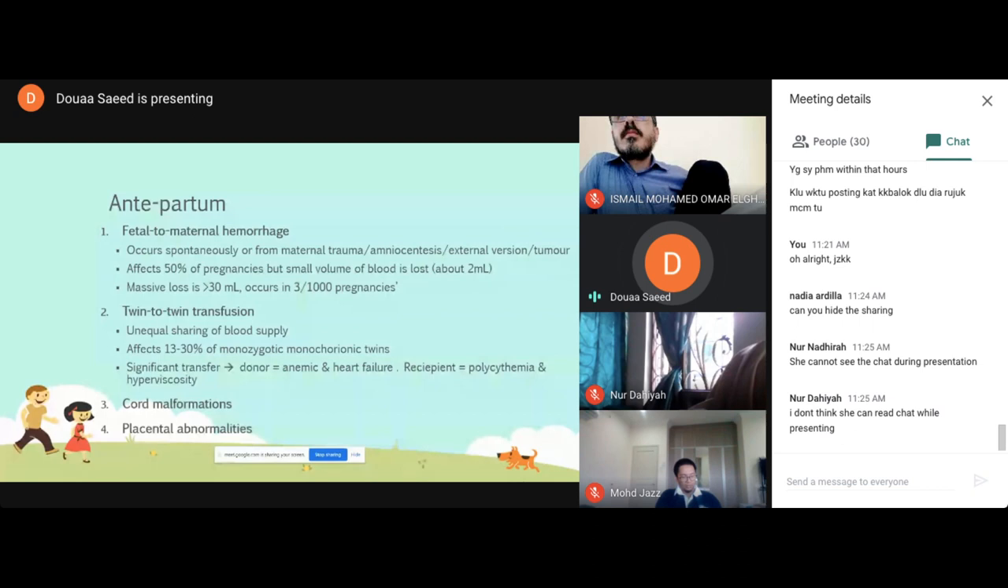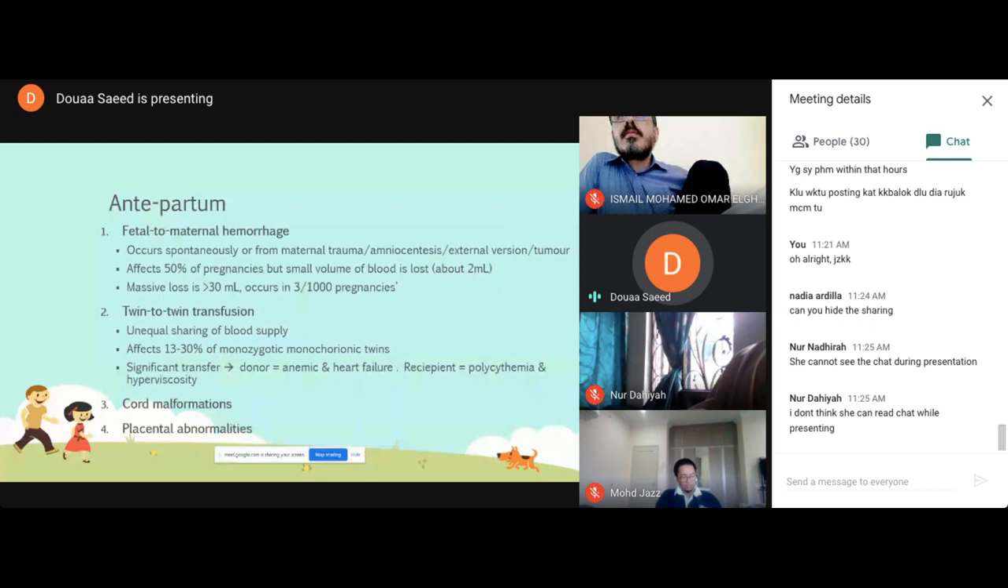So you'll have a donor and a recipient in this case. Sorry, recipient, it's spelled weird. In twin-to-twin transfusion, if there is a significant transfer of blood from one twin to the other, the donor twin will become anemic and may suffer from features of heart failure. And the recipient twin will be polycythemic, and then they'll have hyperviscosity due to the transfer.